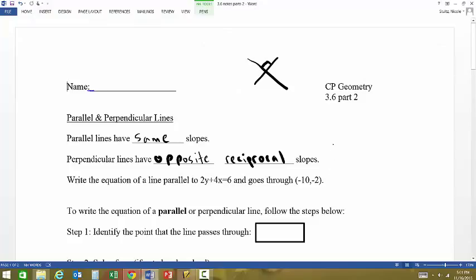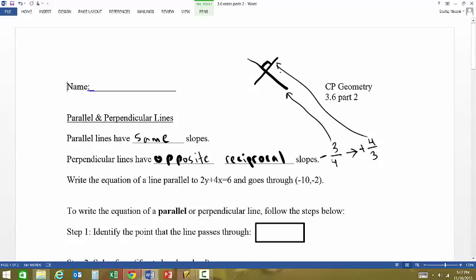Just to clarify what opposite reciprocal means, let's take 3/4, for example. The opposite reciprocal would be 4/3. That's the reciprocal part, and opposite means a different sign. So since it was positive, it became negative. If I started with a negative, I would change it to a positive. So if one line has a slope of negative 3/4, the other will have a slope of positive 4/3.